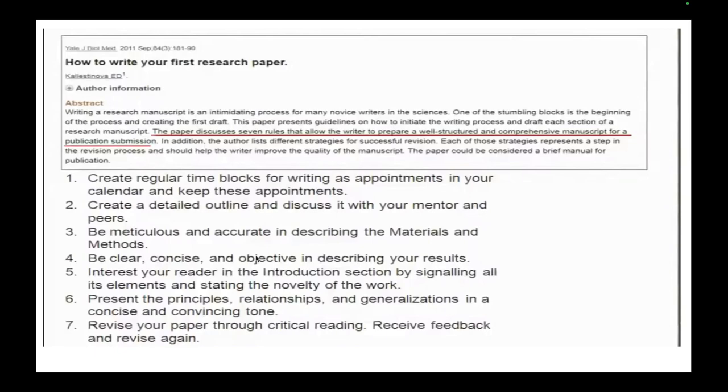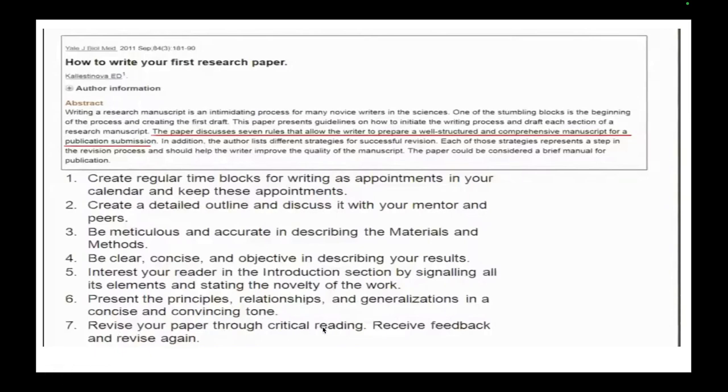Be clear and concise in describing your results. You don't have to drag it. Just be concise about what you have found, and then discuss it in the discussion part and correlate it with other things. Present the principles, relationships, and generalizations in a concise and convincing tone.